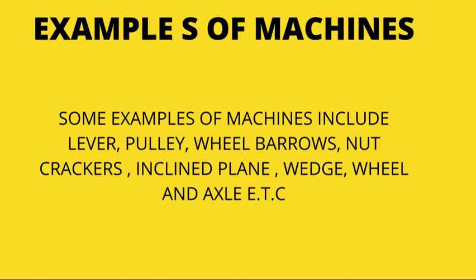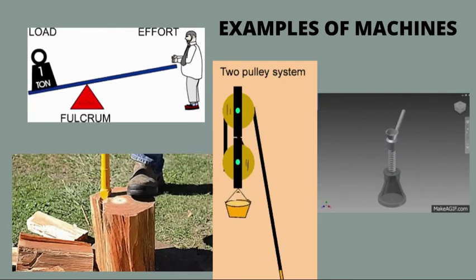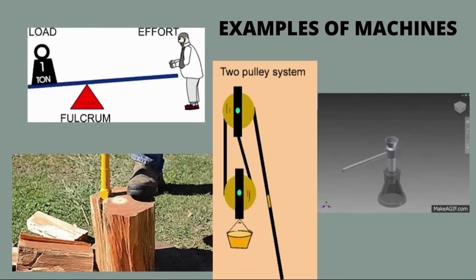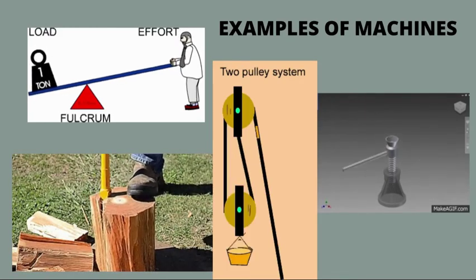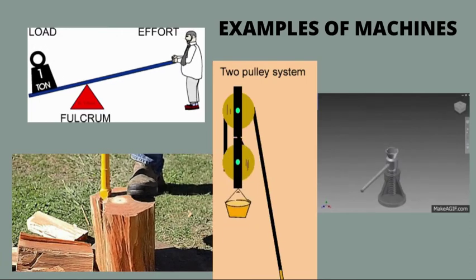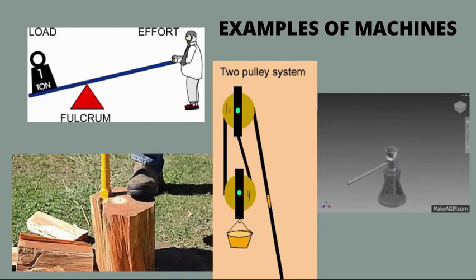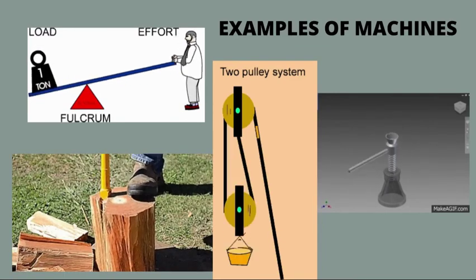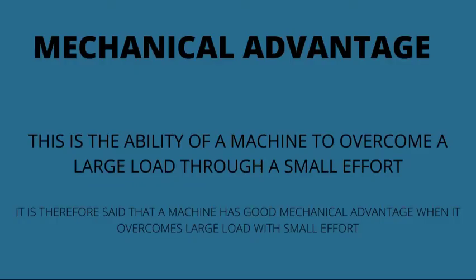Here we have some examples of machines. We have the lever, the pulley, the wheelbarrow, the nutcracker, the inclined plane. We have some pictures here. The first one there with the man pushing a load down is the lever, and then we have the pulley system. As you can see, we have the wedge. The one with the wood is the wedge. So there are different kinds of machines, both small and big. All of them are made to make work easier by applying a very small effort.